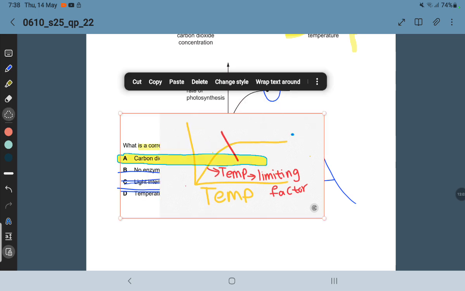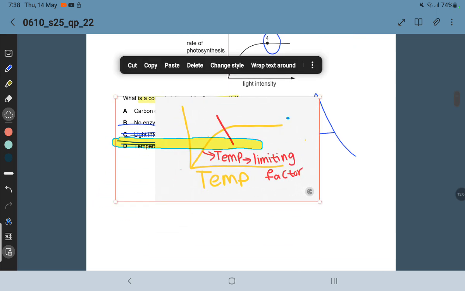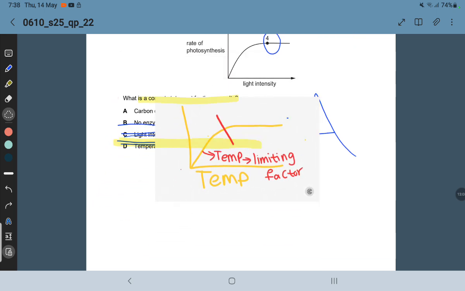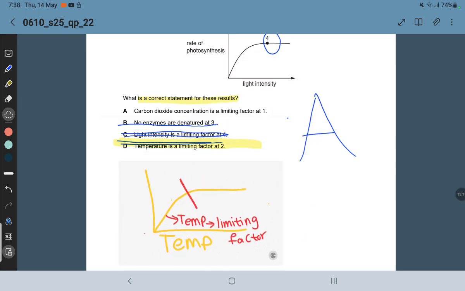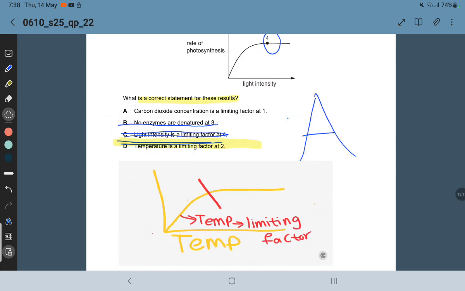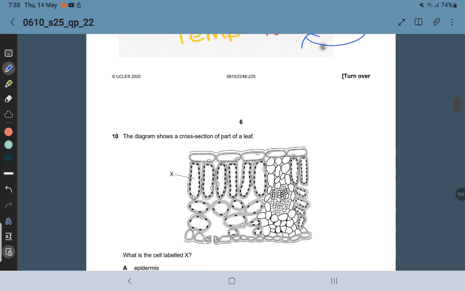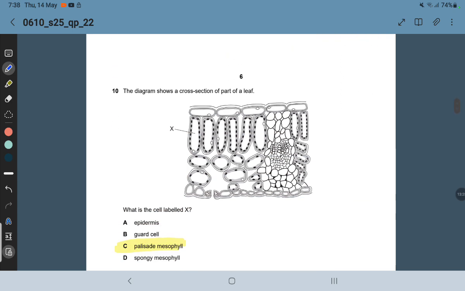So let us put this properly here, under the last two. So we can see in this part, the level of temperature is not a limiting factor.